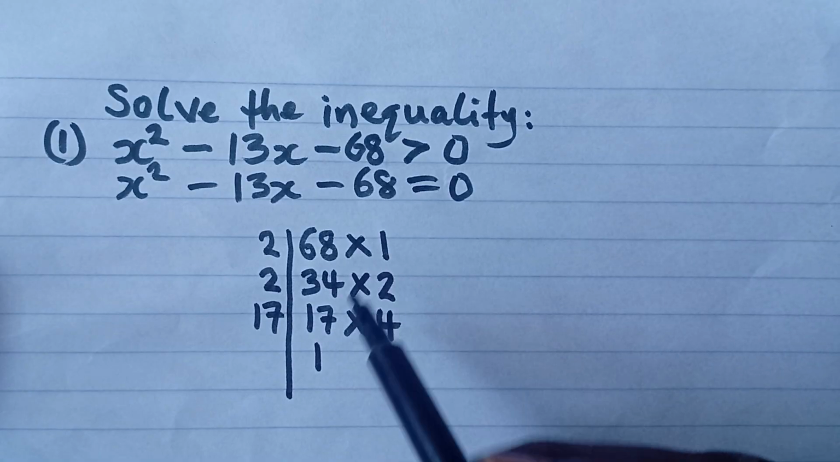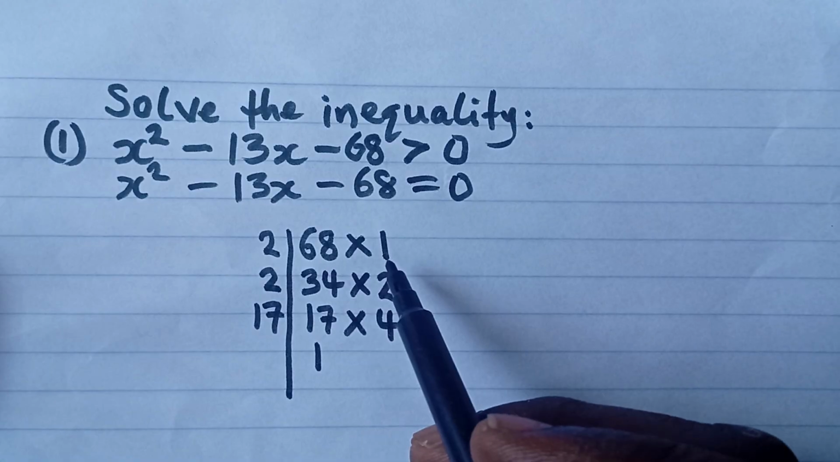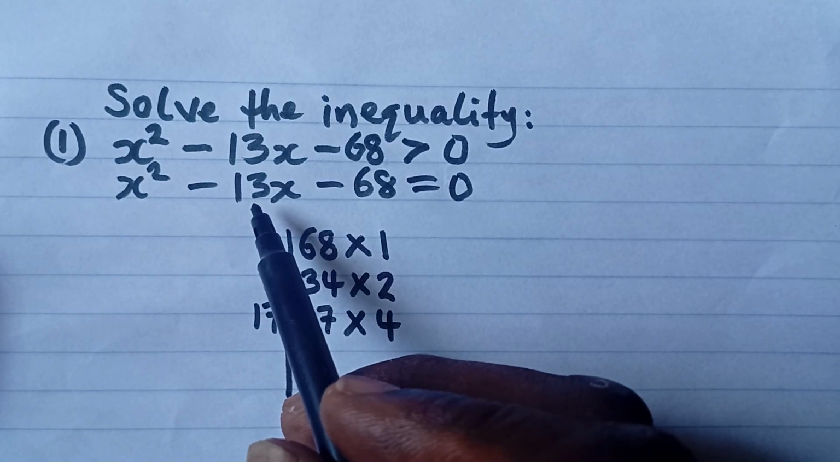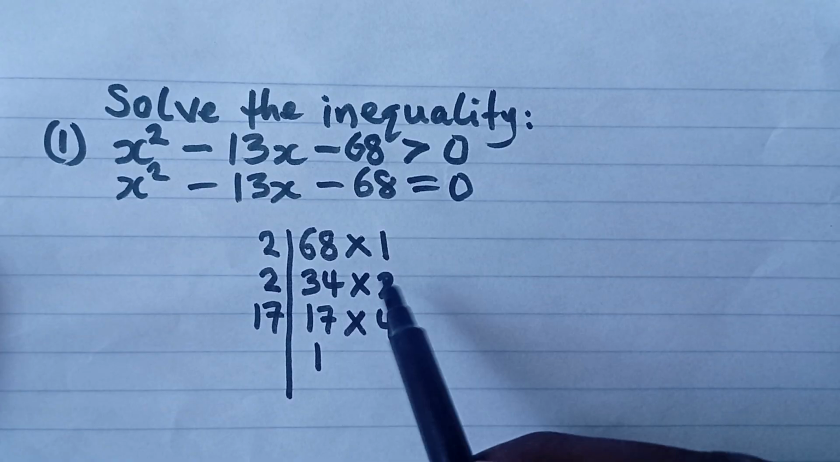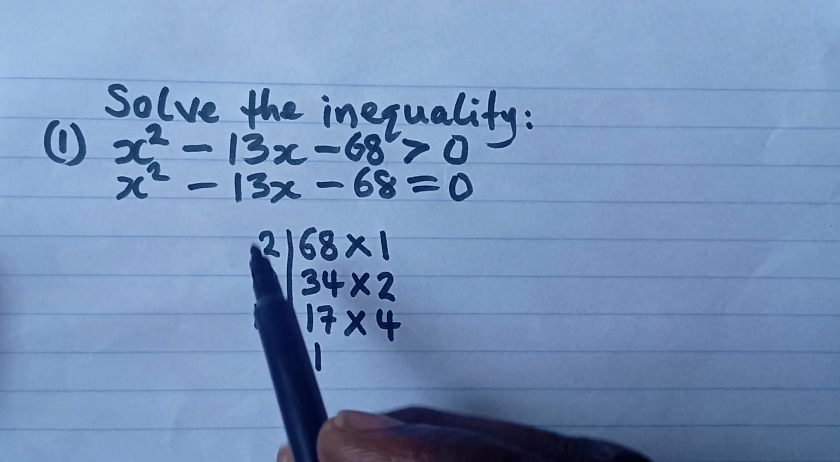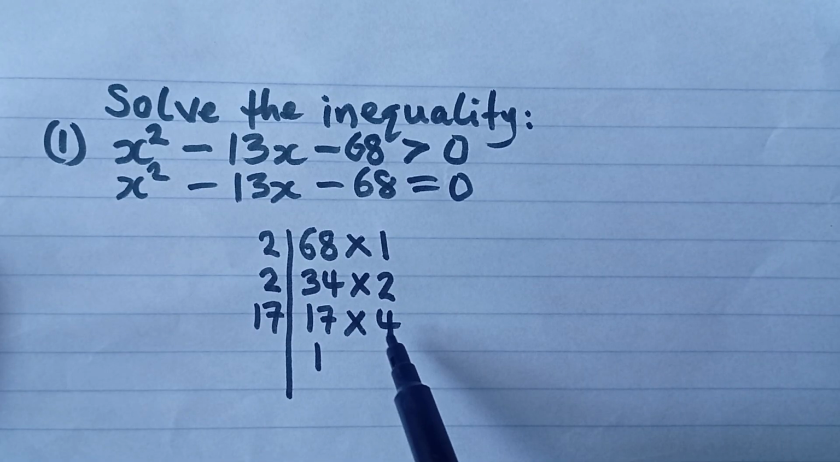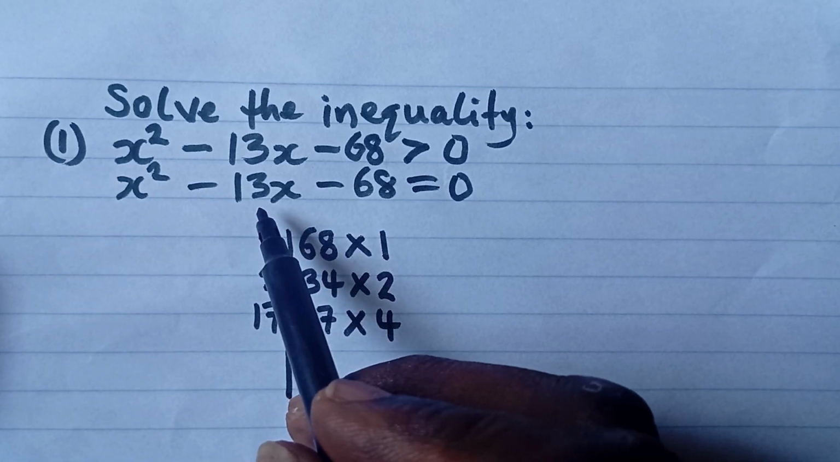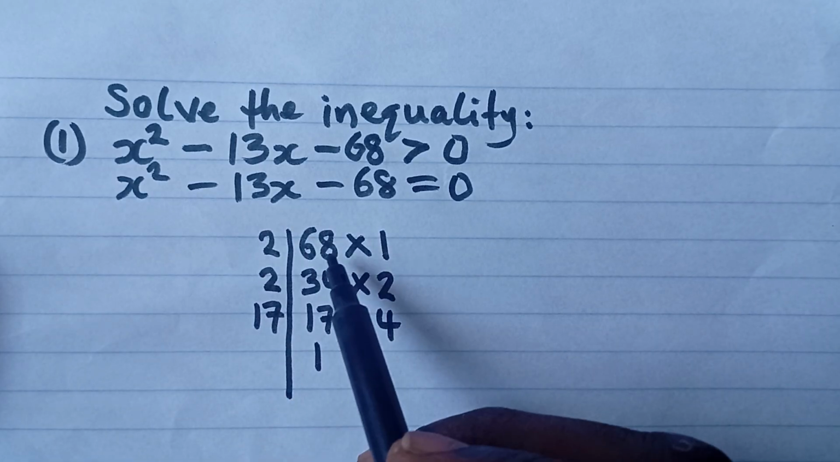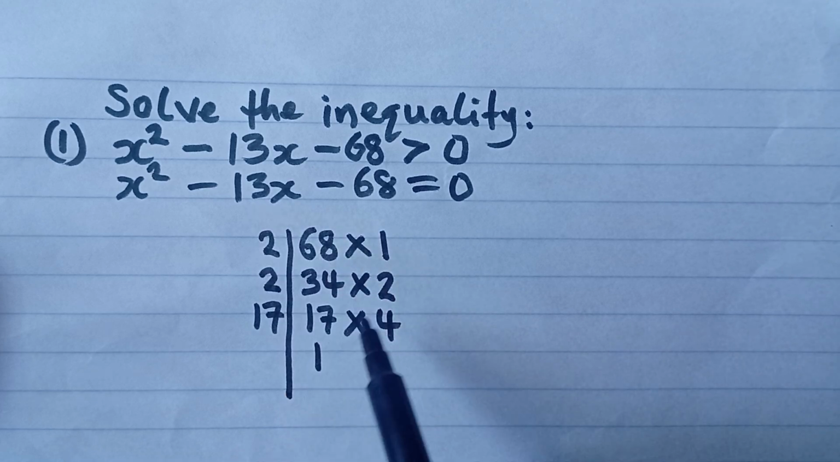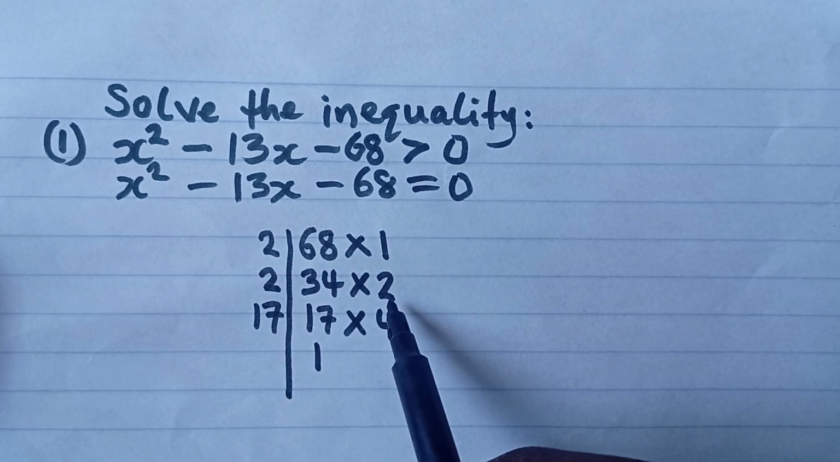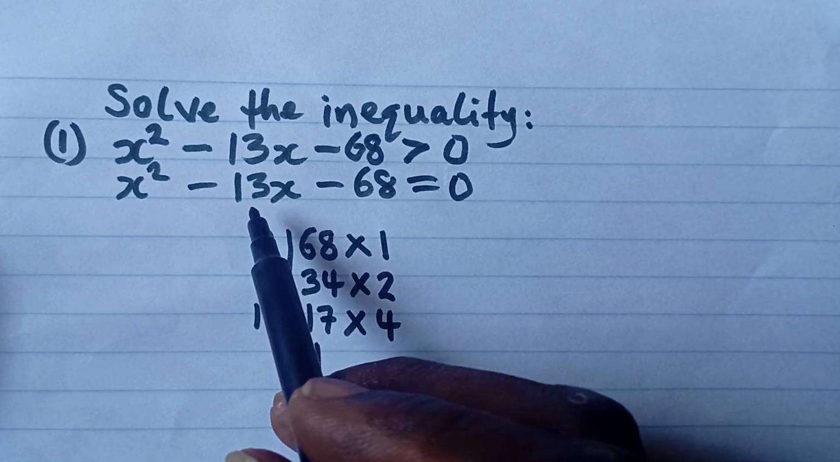So now, which of them are we going to add that will give us negative 13? We have to assign the right sign to each of them so that when we add them, we get negative 13. So 68 and 1, there's no way we can add them to get 13. It's not possible. 34 and 2, there's no way we can add them to get 13.